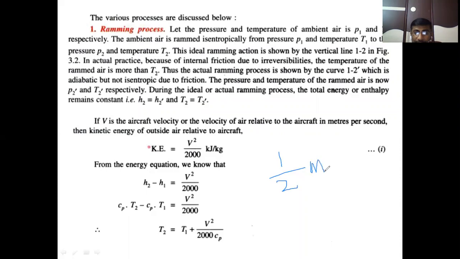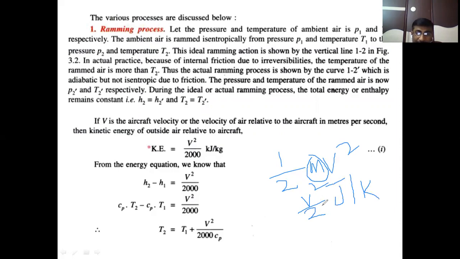Half m V square is the kinetic energy of air which is entering into the aircraft. Here we are going to calculate the kinetic energy per unit mass, therefore m is taken as 1. Therefore it is V square by 2. This is the kinetic energy in joules per kg. For every kg, this much energy is converting into the pressure energy in joules.